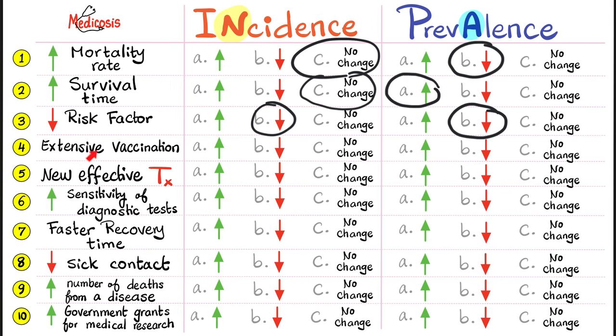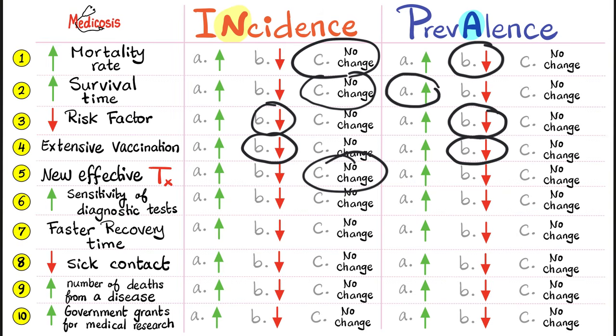Next, an extensive vaccination campaign. Let's say we found a vaccine against influenza and it's working. What's going to happen to the incidence of influenza in the community? It decreases and the prevalence decreases as well. There will be less new cases and less total cases. A new effective treatment for tuberculosis was invented. What's going to happen to the incidence of tuberculosis? Remember, there is a difference between treatment and prevention. New effective treatment is going to help the patients who are already sick, but when it comes to the newcomers, no change whatsoever.